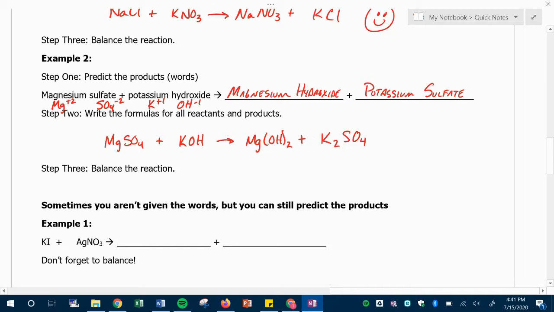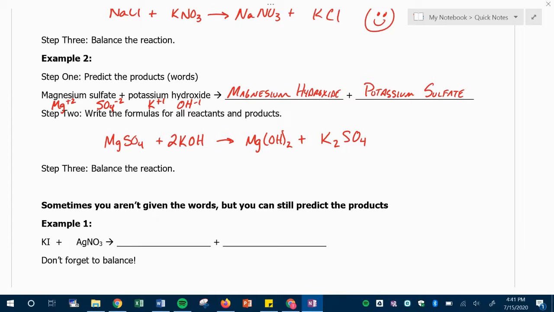All right, now let's go through and start checking for balancing. So Mg, those are good. SO4, those are good. Potassium, so there's 1 on the left, but 2 on the right. And so that does mean that we need to add a 2 in front of our KOH. And then afterwards, let's check OHs. So OH is, we have 2 of them on the left, and luckily we have 2 of them on the right. So there we go, we're all balanced.